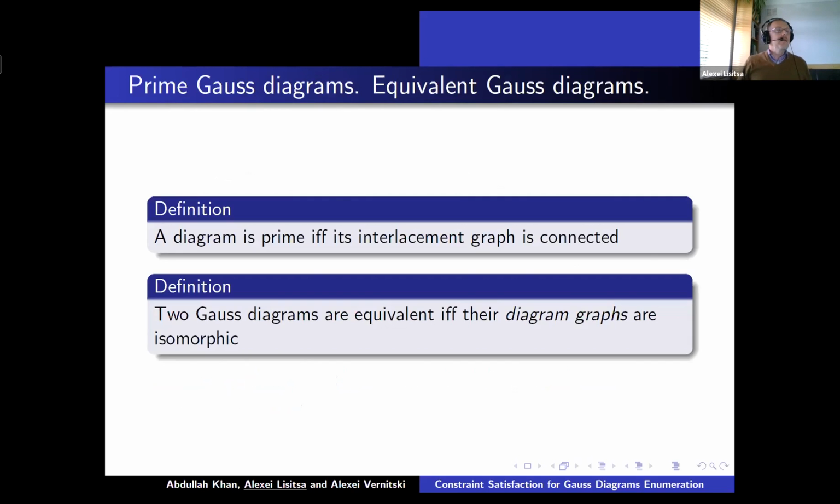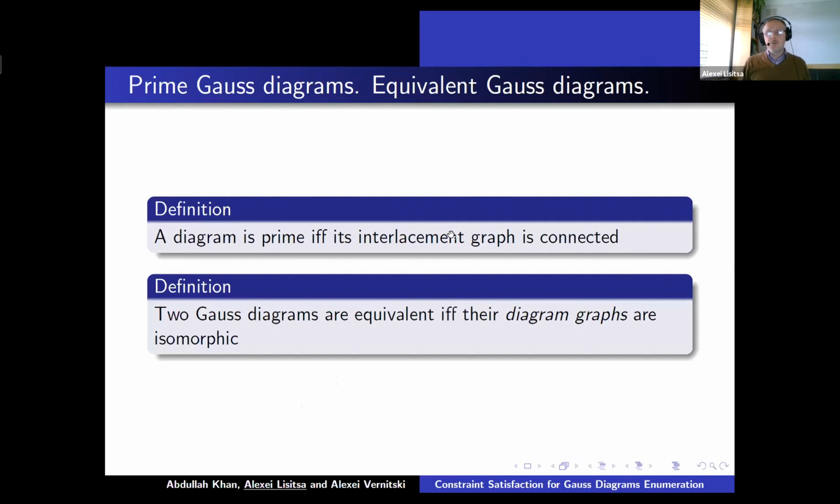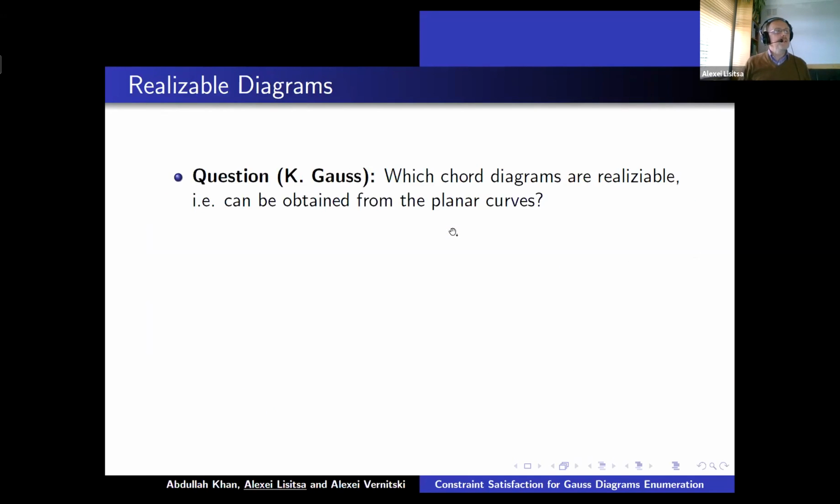Now, a few more definitions before we proceed. First of all, we will be interested mostly in prime diagrams. In terms of the interlacement graph, this means that the graph is connected, so there are no lone chords in the diagram. We will also be interested in equivalence of these diagrams, which could be defined in a variety of ways, but a simple and straightforward way is: two diagrams are equivalent if their diagram graphs, not the interlacement graphs but the graphs in the middle, are isomorphic. That's all we need to proceed further.